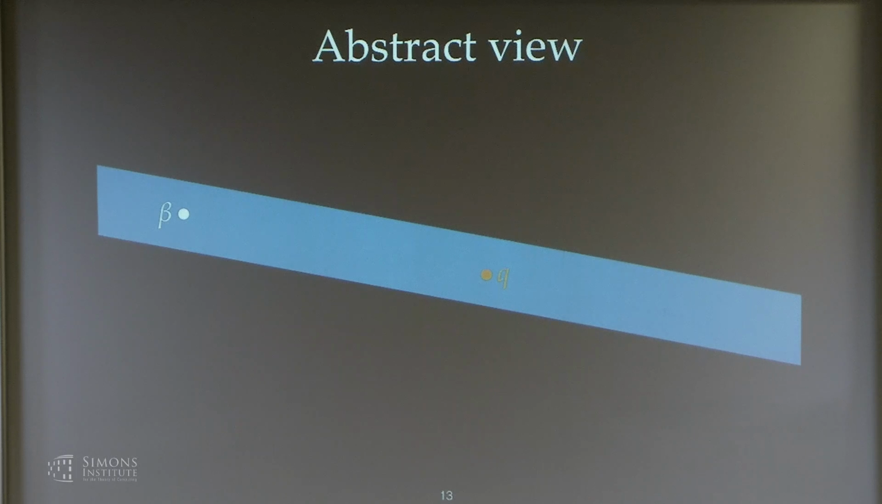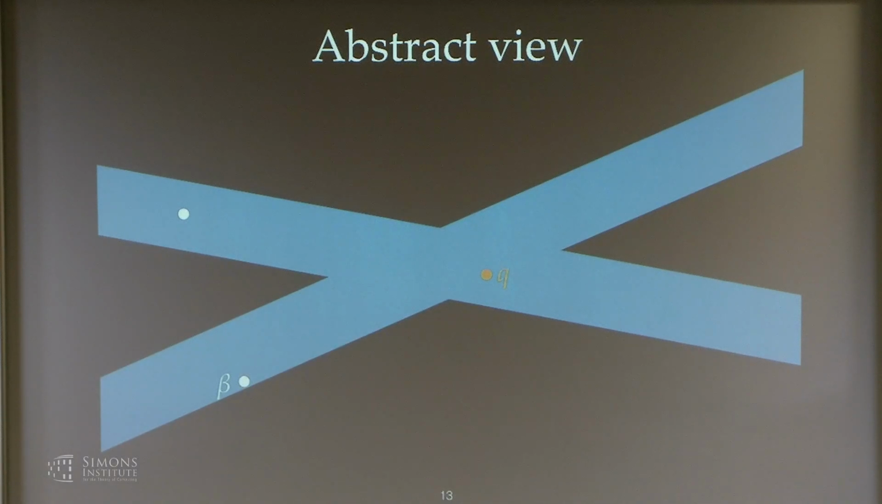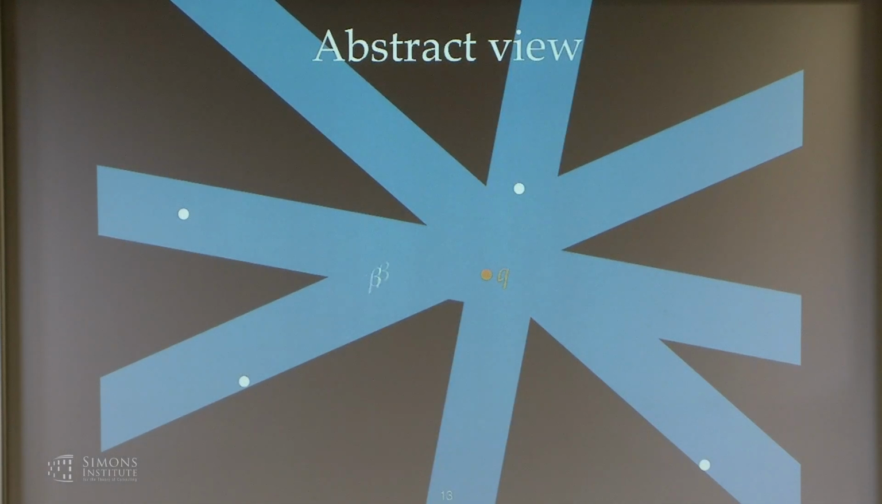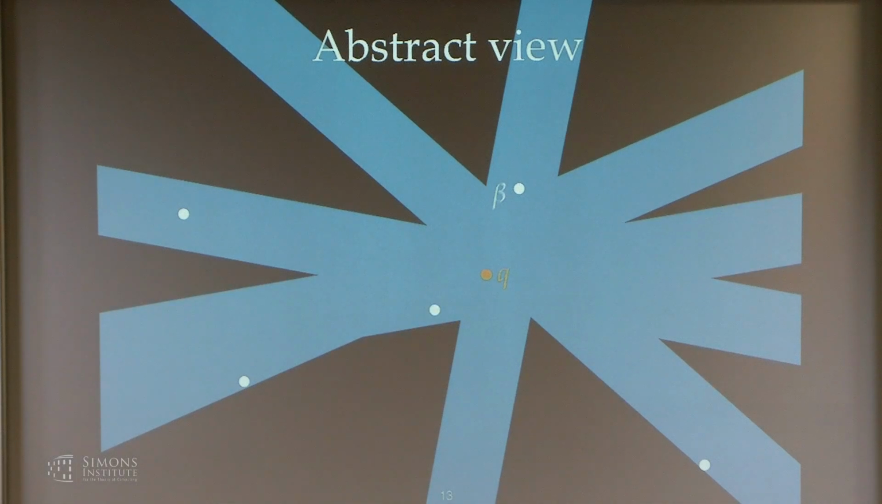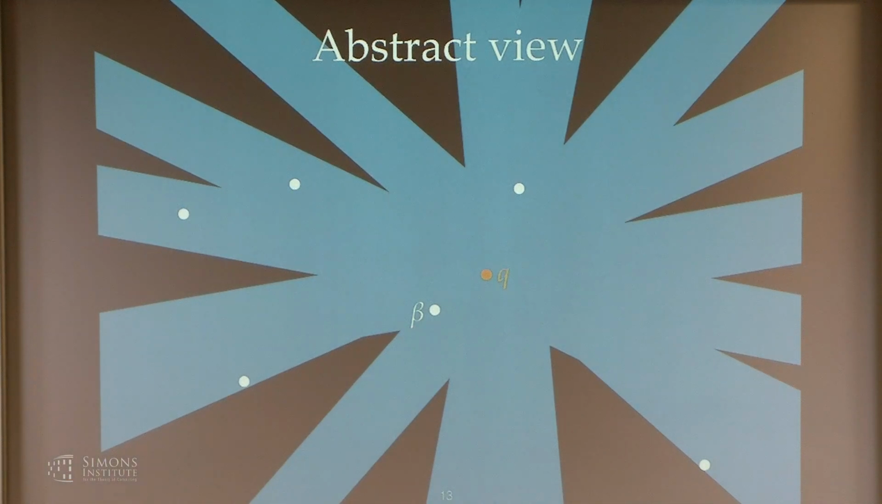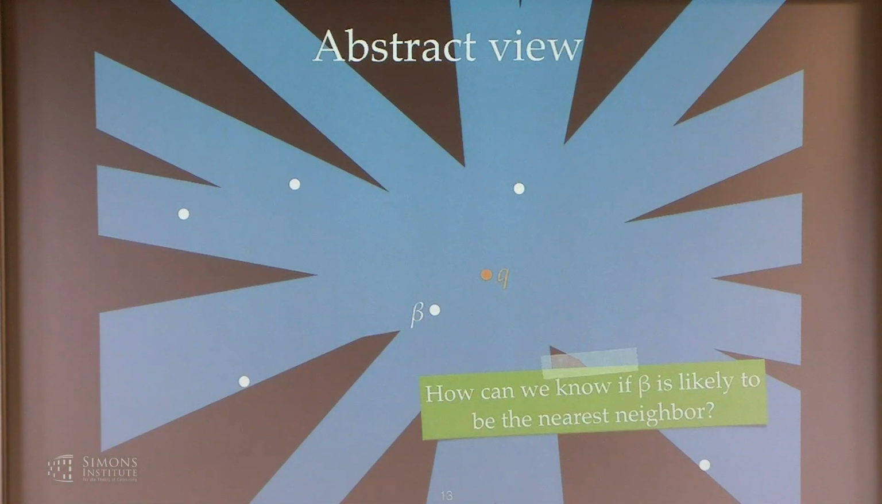Okay? Then we go to the next hash table. We look at a different part of the space. Maybe there's a closer point in there. And we go on like this. Sometimes we don't find a closer point. Sometimes we do. And we continue like this for a while. And now we would like to understand, can we stop? How can we know if beta, the current closest point, is likely to be the nearest neighbor?